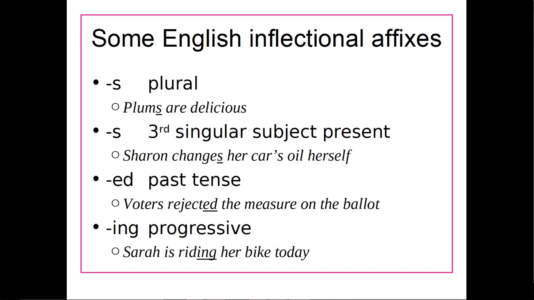Other examples are the s we use to tell that we're talking about a specific verb, tense, and number. We add the s on the end of a verb. So Sharon changes her car's oil herself. Changes is talking about a third person singular subject in the present tense. We add on the ed at the end of verbs. That tells us the verb is in the past tense. We add on the ing to a verb. It tells us that it's in a progressive tense.